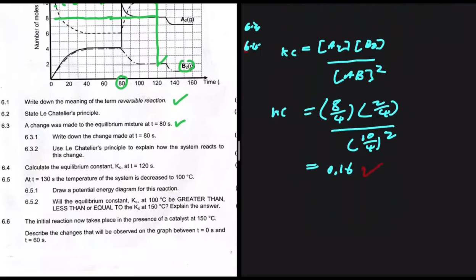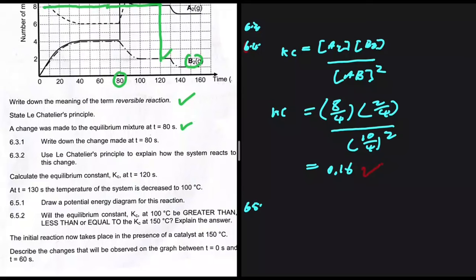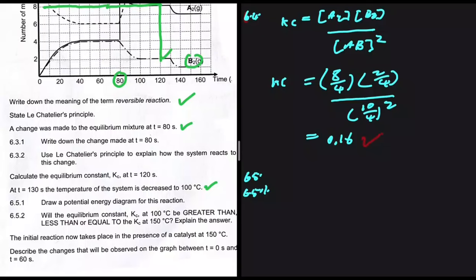Okay, 6.5. At t equals 130 seconds, the temperature of the system is decreased to 100 degrees Celsius. Okay, and then 6.5.1, let's draw a potential energy diagram for this reaction. Okay, let's make sense of the situation we have.